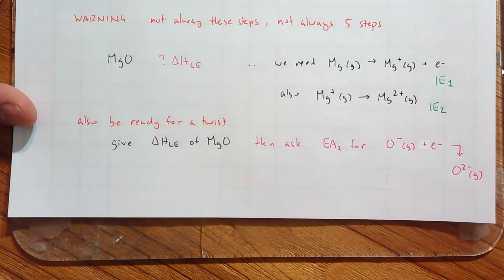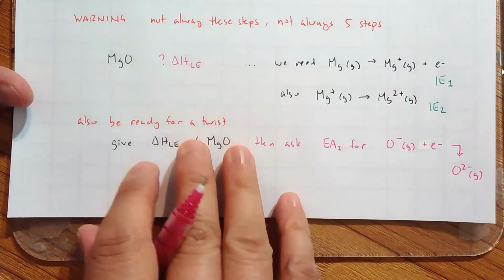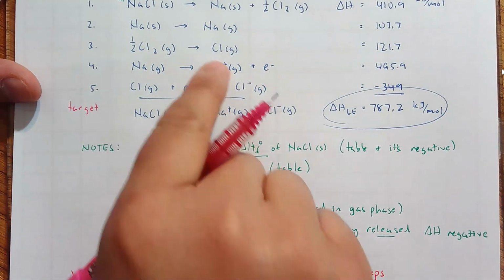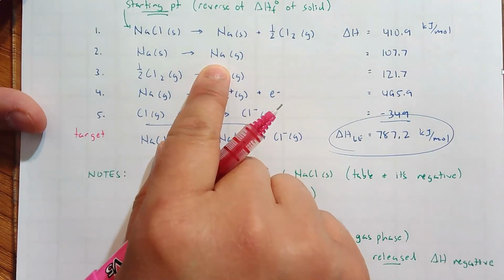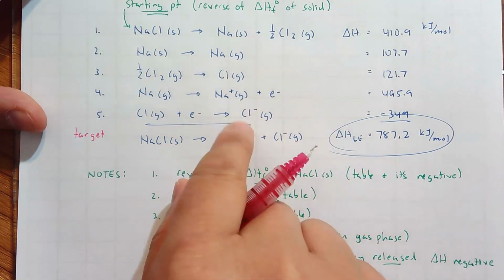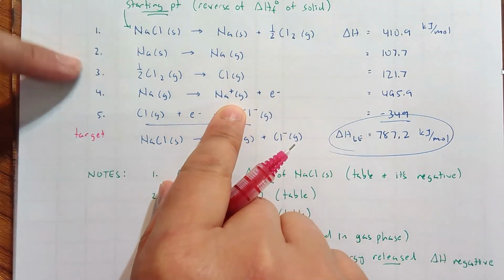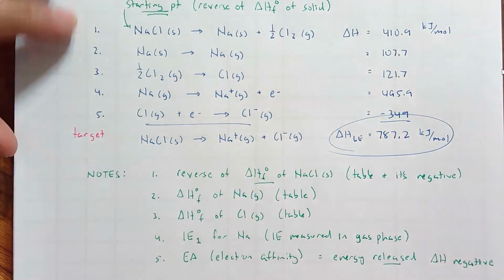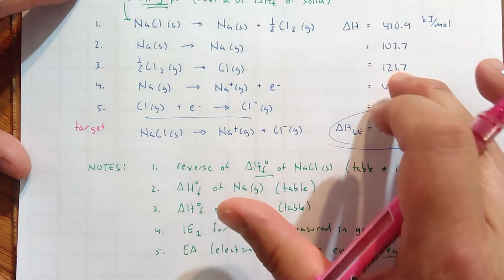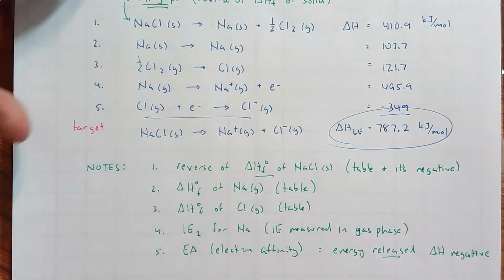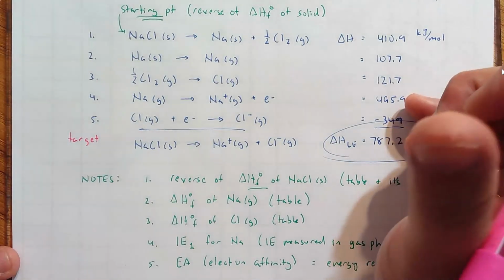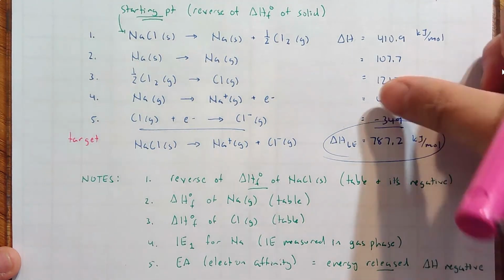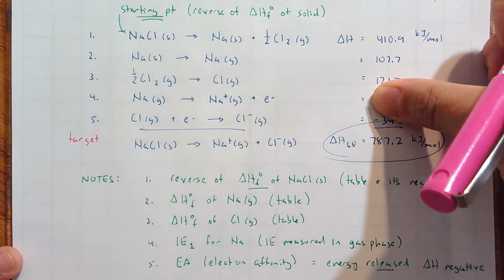Your unknown X doesn't have to be the lattice energy. It could be any one of these. It could be the heat of formation for the element. It could be the ionization energy. It could be the electron affinity. The professor could cover up any one of these numbers. You just have to be able to draw the steps so you know how to solve for that unknown, right?